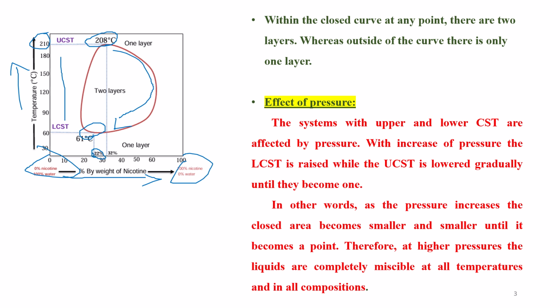So from the phase diagram of the nicotine water system, there are two critical solution temperatures. One is upper, another one is lower. The upper critical solution temperature is 208 degrees Celsius at 32% weight of nicotine. And at 61 degrees Celsius, there is a lower critical solution temperature at 22% of nicotine.